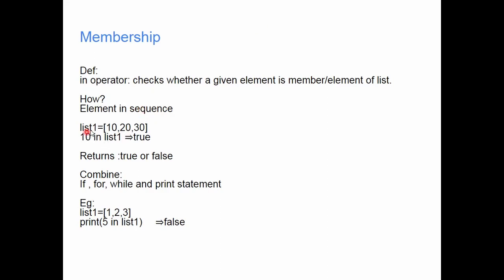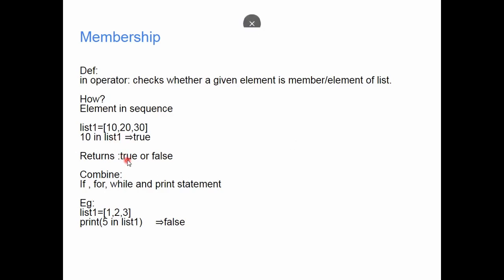Suppose here we have list 1, which I have created, having the elements 10, 20 and 30. Now I am going to check whether 10 is an element of list 1. For that, following this method, we write the element 10, the in keyword, and the sequence, which is the list name, list 1. It returns a boolean value, either true or false.